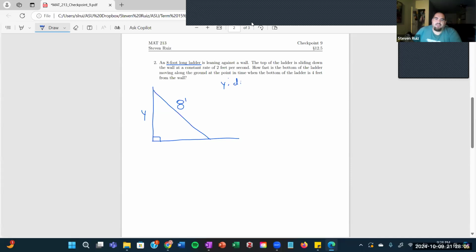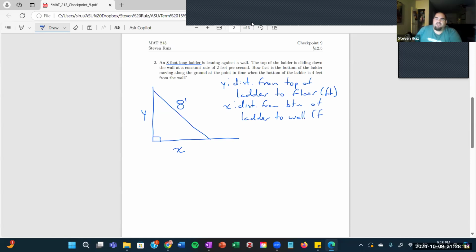It's nice to have a name for that, but let's be really systematic and specific about what y is. I'm going to say that y is the distance from the top of the ladder to the floor. And I'm going to measure that in feet. How fast is the bottom of the ladder moving along the ground? That suggests to me that we also care about this horizontal distance. So what's that distance? That's the distance from the bottom of the ladder to the wall. And we're also going to measure that in feet.